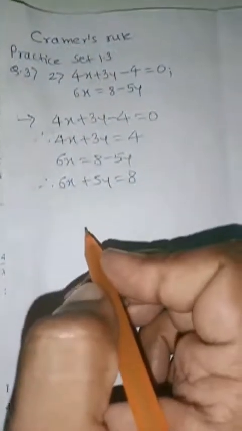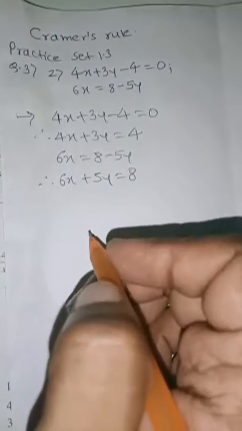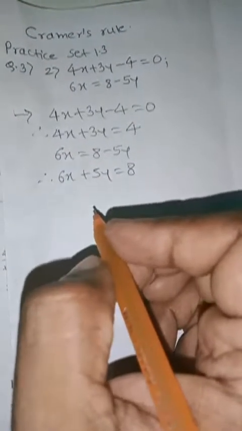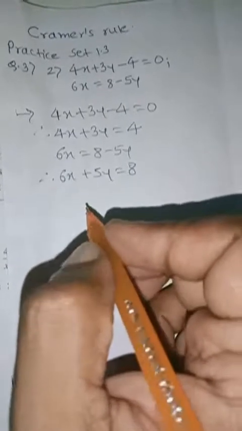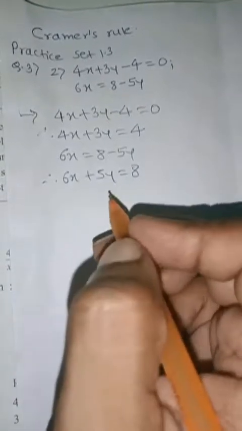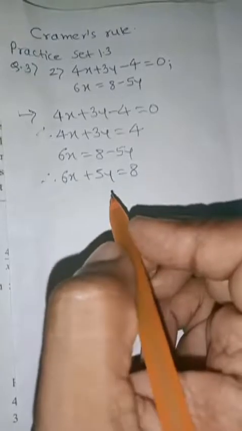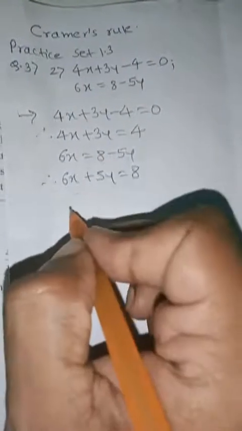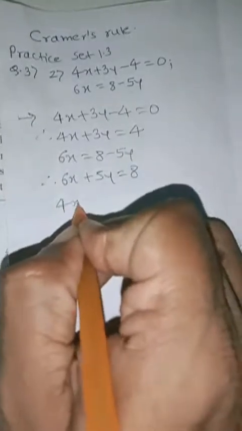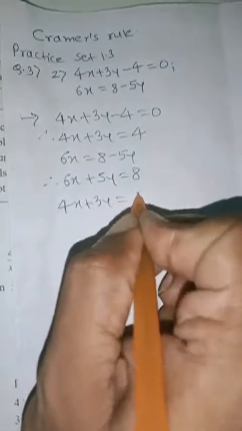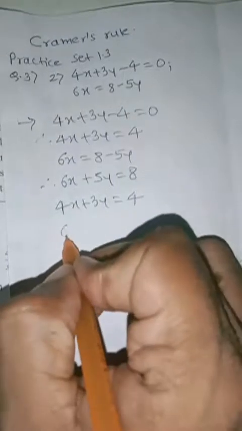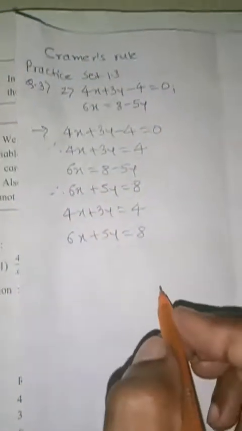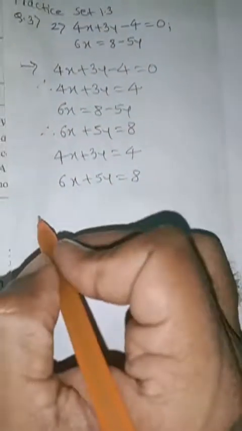Now for finding the solution by Cramer's rule, we have to find the value of the determinant. In the last video we saw how to calculate the determinant. Before that we have to write down the simultaneous equations one by one below. The first is 4x plus 3y is equal to 4. The second is 6x plus 5y is equal to 8. The next step is to find the value of the determinant.